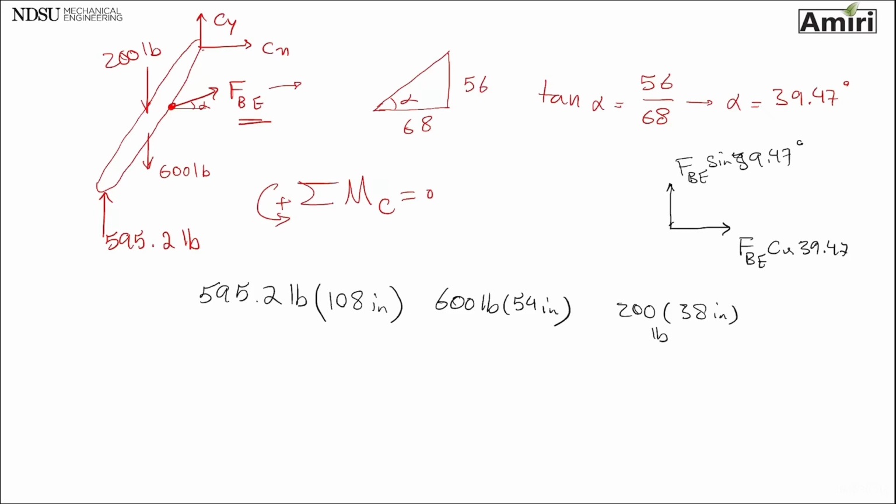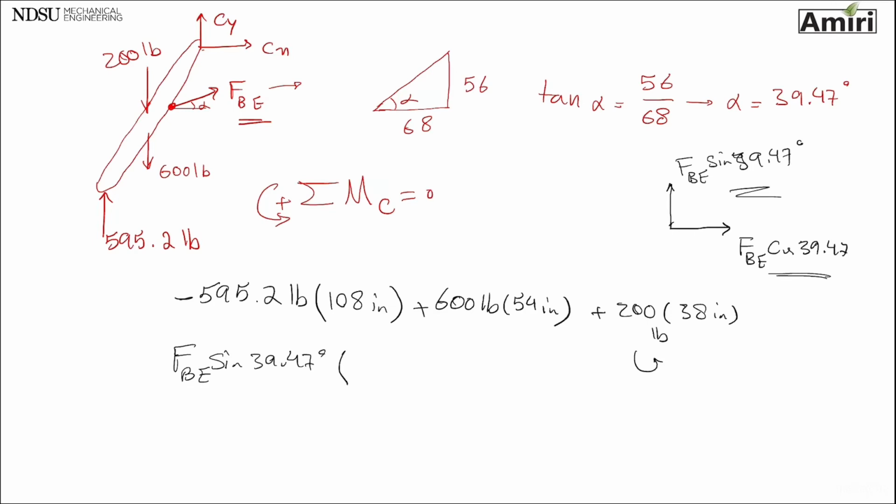Both of these are trying to rotate this way, which is a plus. The 595 on the other hand is going opposite, so minus, plus, plus. And these two forces now, I have FBE sine 39.47.